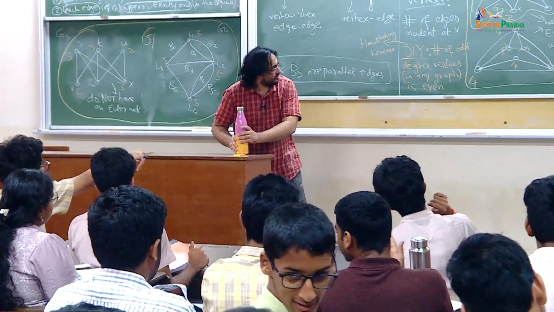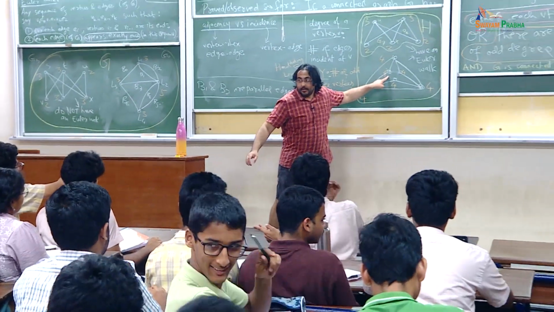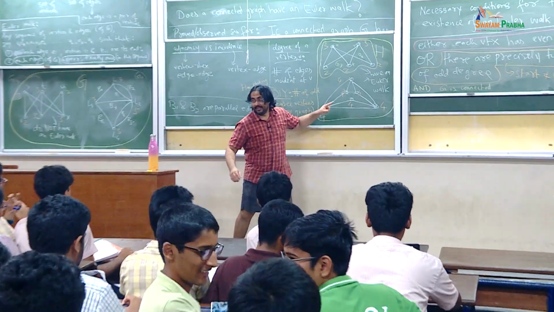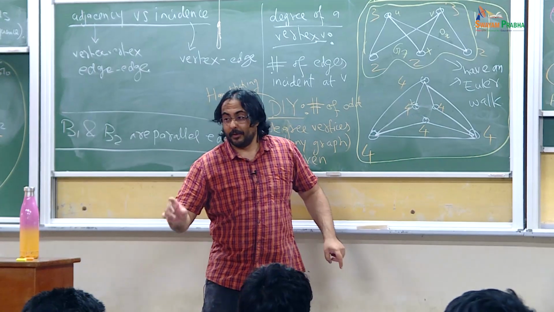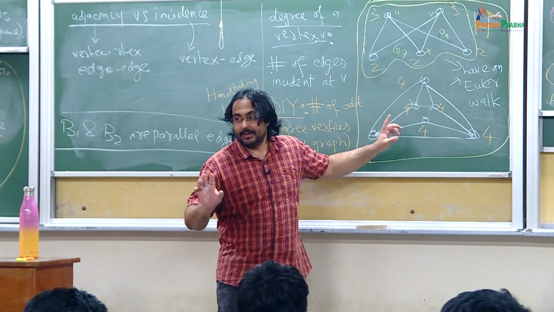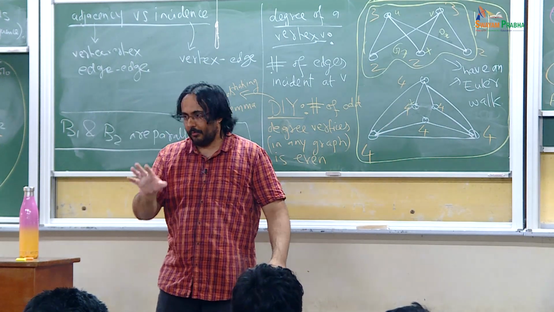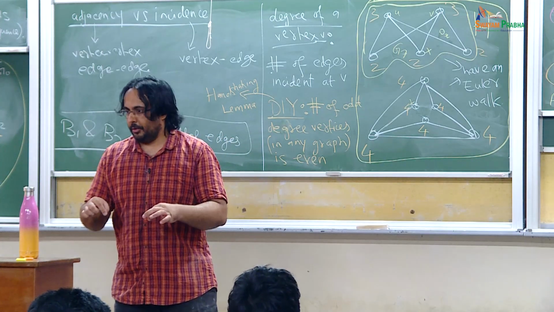Sorry? These vertices? No. There are edges incident at them, so you can't remove them. The problem is, if you remove the vertices, so you can think more about it. But the point is, we want an Euler tour.